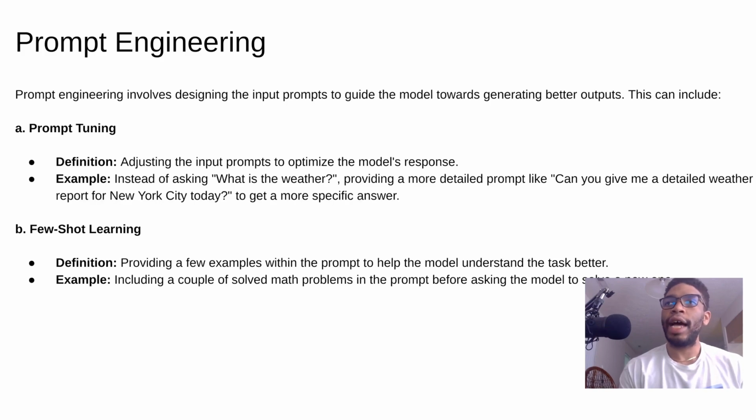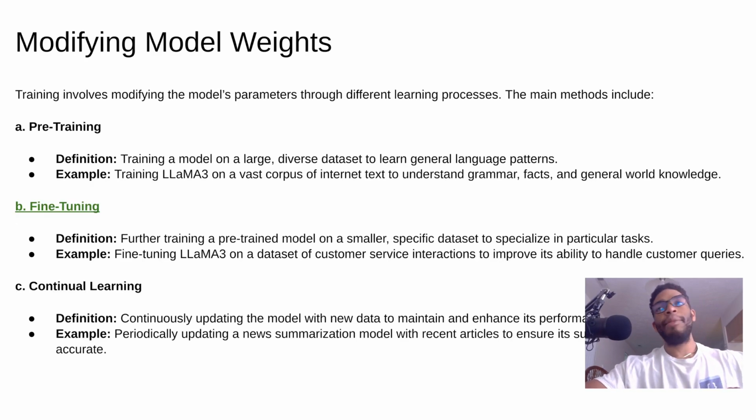This is the best. Ideally, if you can get the performance you want, use some form of runtime modification. It's less computationally expensive and it uses less resources. This is the ideal, but it's not always possible. And then there's modifying the model weights.